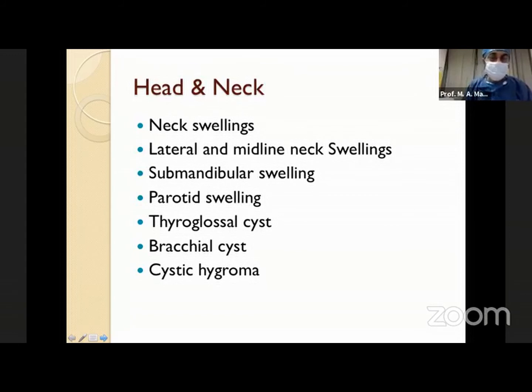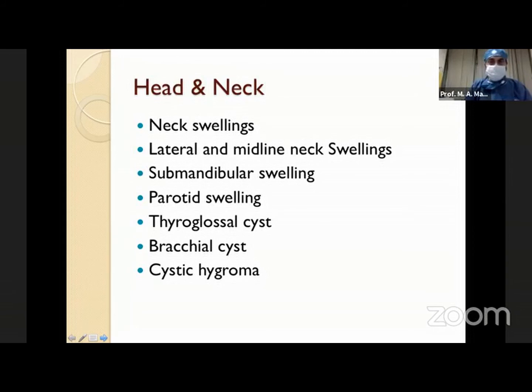Next question is, after excision of the submandibular gland, there are three nerves at risk. What are those nerves? These nerves are the marginal mandibular branch of the facial nerve, the lingual nerve, and the hypoglossal nerve. So this is all about submandibular swelling.